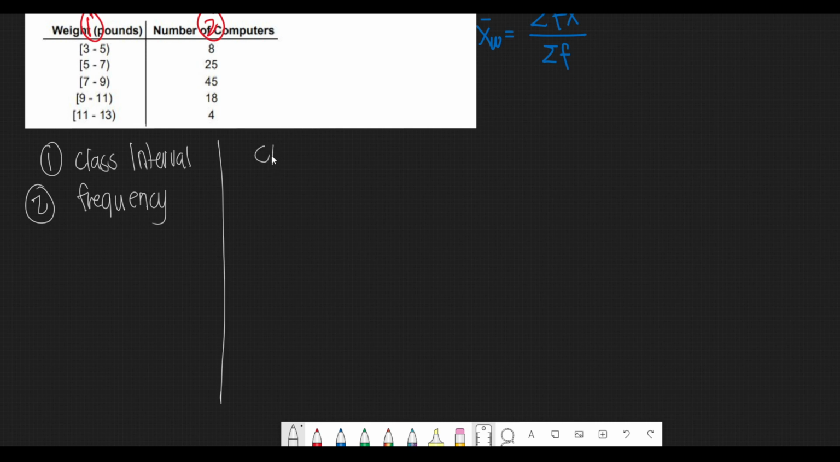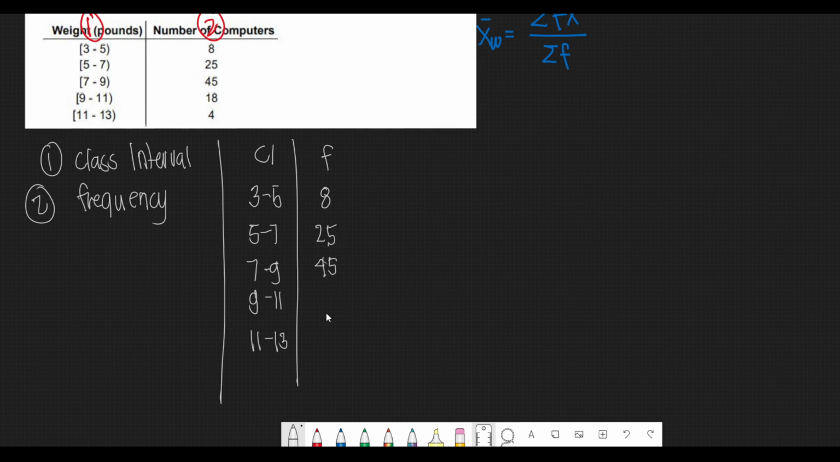So first, we need to place here the class interval. So let's just rewrite it. 3 to 5, 5 to 7, 7 to 9, 9 to 11, 11 to 13. After doing that, we place its corresponding frequency. This should be 8, 25, 45, 18, and then 4.